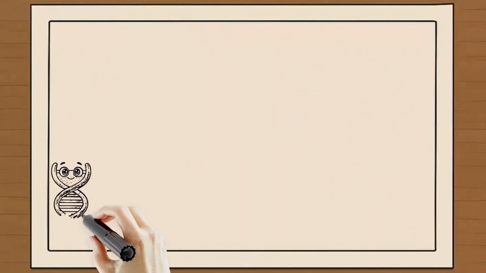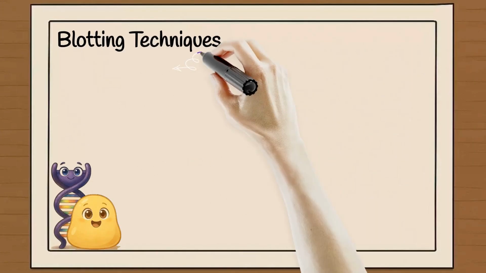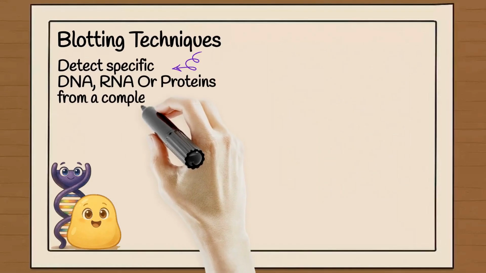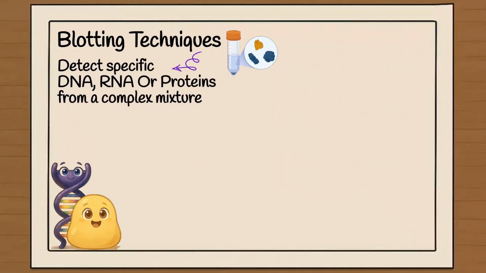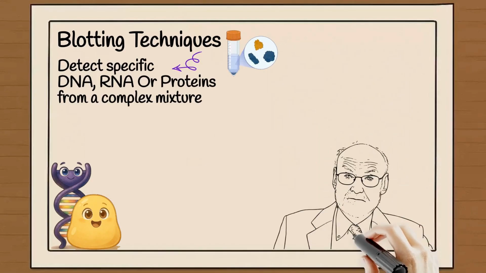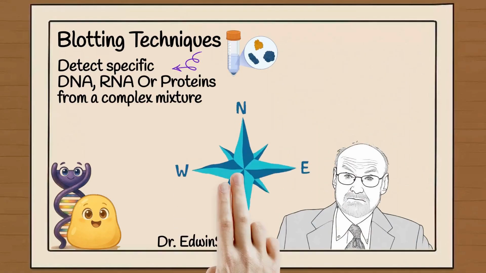And we're back. Blotting techniques are essential molecular biology methods used to detect specific DNA, RNA, or proteins from a complex mixture. But why the strange names? Their names reflect a playful naming tradition that started with the Southern blot. The Southern blot is named after its inventor, Dr. Edwin Southern, who developed the DNA detection method in 1975.